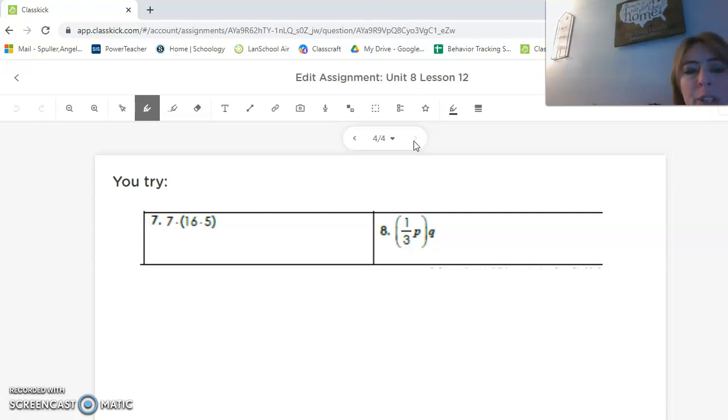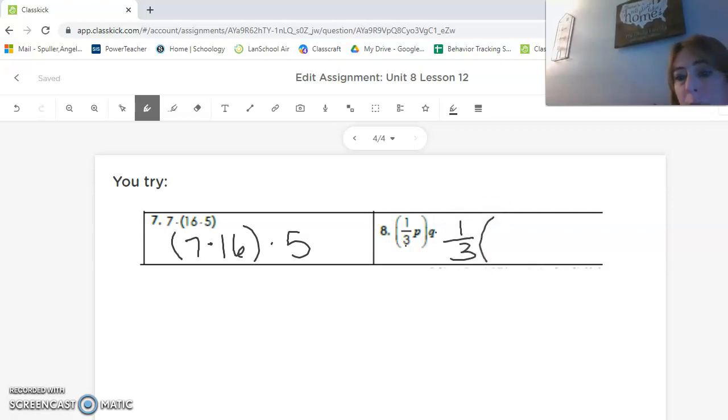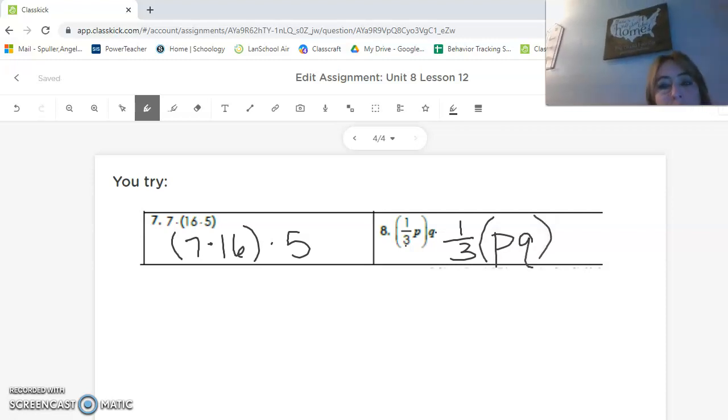Okay, so all you should have done was change the parentheses, the order of the parentheses. So 7 times 16 times 5. Okay, so in parentheses, we have 1/3 times P times Q. So I can change it and I can say 1/3 times P times Q. That one's a little tricky.